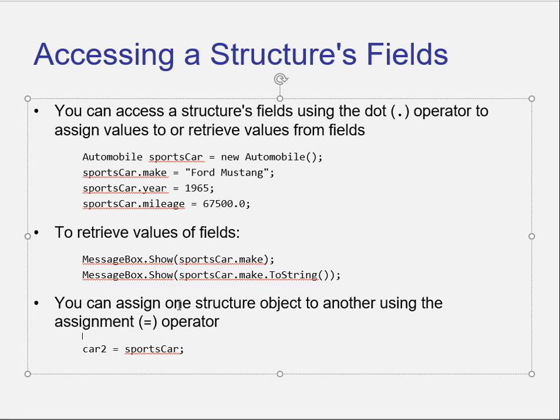You can assign one structure object to another by using the assignment operator. So for example, if we've got an instance of an object created from the automobile structure called sports car, we can then assign it equal to another instance of an object that they called cars 2. So we can use this assignment statement to assign one structure object to another.